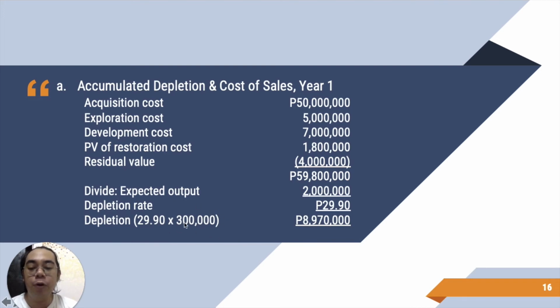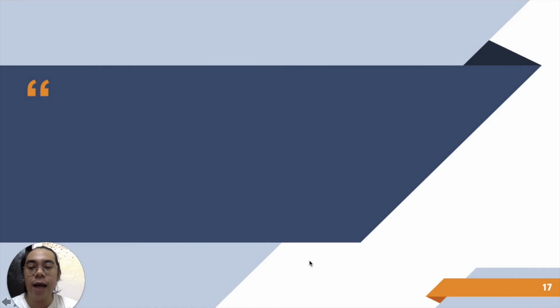Dahil 300,000 yung na-produce during the year, so that's times 29.90. The total depletion for the year is 8,970,000 pesos. And the cost of sales is, dahil 100,000 yung nabenta out of the 300,000, the cost of sales is 100,000 times 29.9, or that is 2,990,000. Okay, now let's go to the accumulated depletion and cost of sales for year 2.